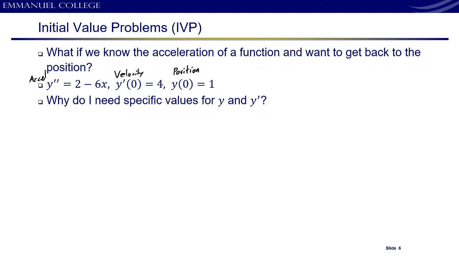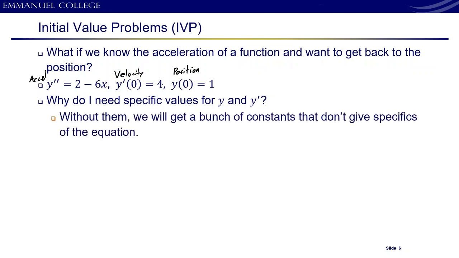Now, notice I've got the specific values for y and y prime. And you may go, okay, well, do I need those? The problem is, without them, you get a bunch of constants that don't give the specifics of the equation. You need these snapshots of the equation at certain points. I'll do it with the initial values, and then without the initial values.